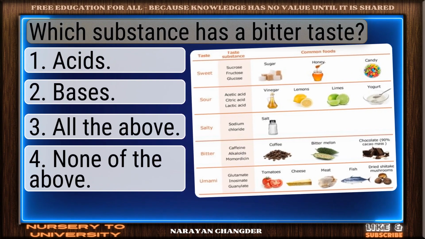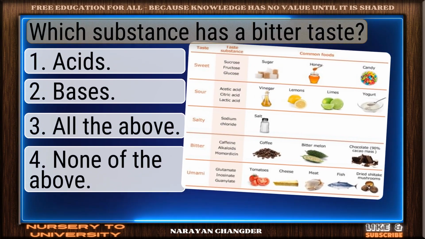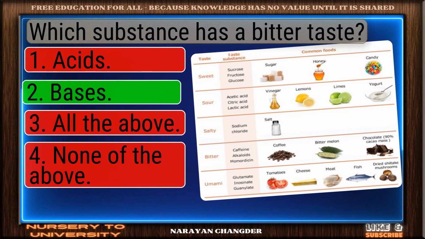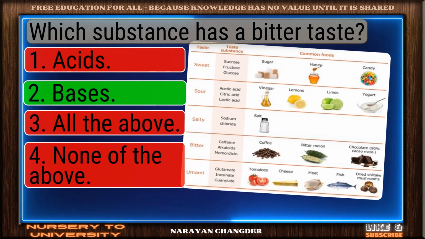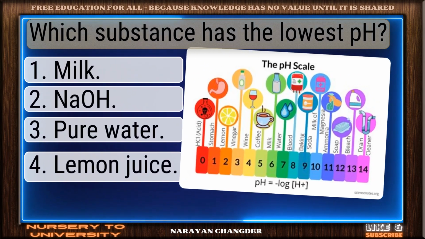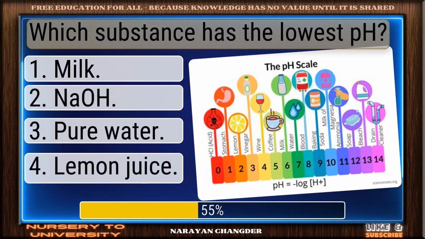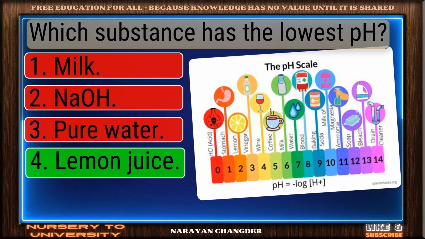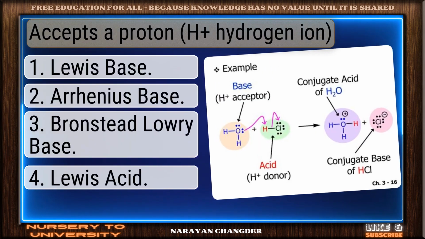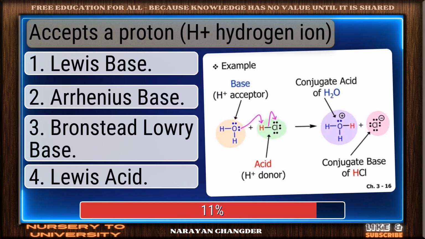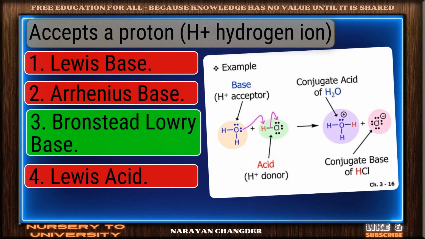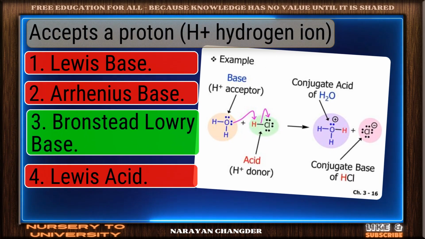Question number 88. Which substance has a bitter taste? Smart move. Bases is an accurate answer. Question number 89. Which substance has the lowest pH? Exactly. Lemon juice makes sense and it is right choice. Question number 90. Accepts a proton. You got it. Your choice Bronsted-Lowry base is right.